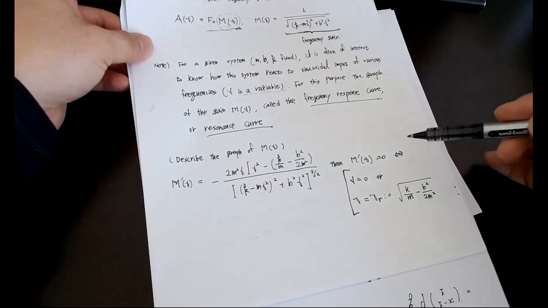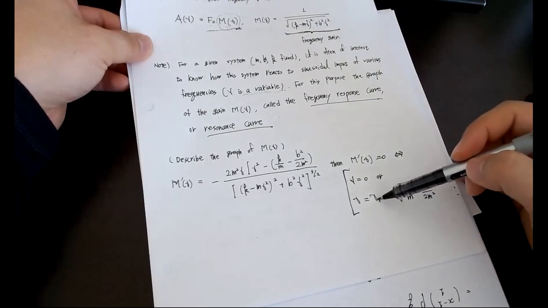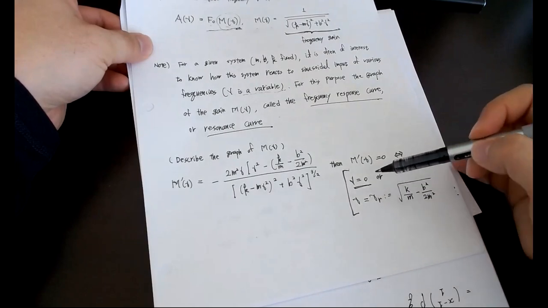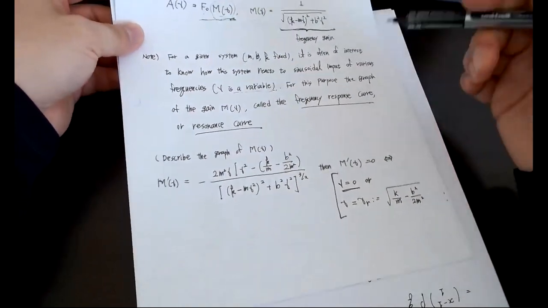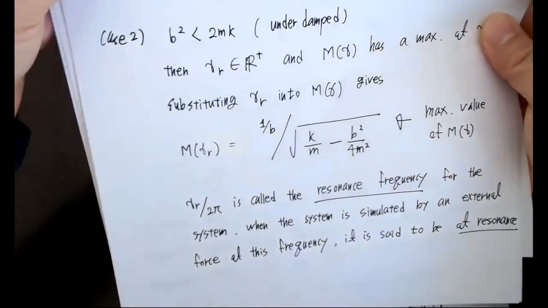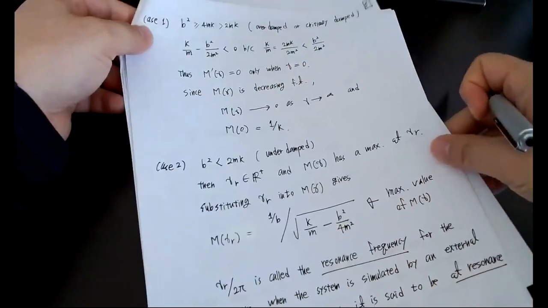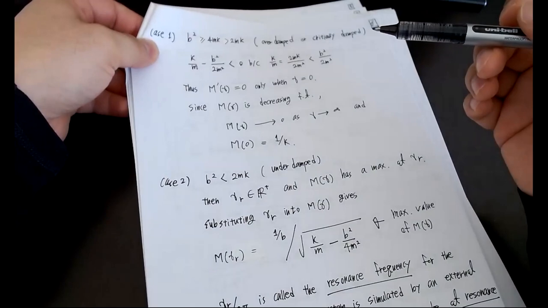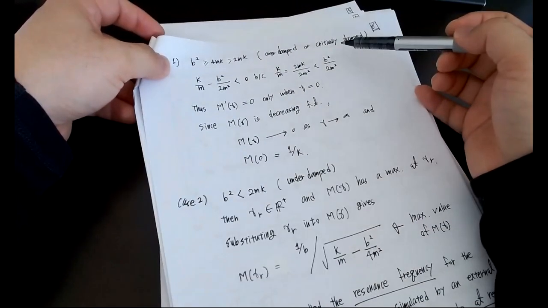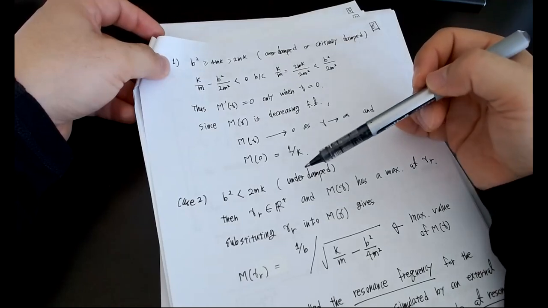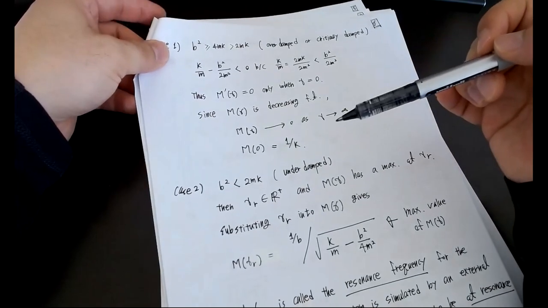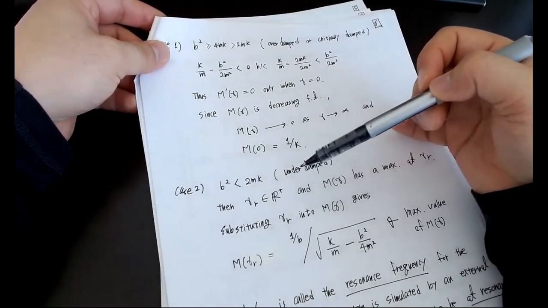Okay, let's denote this one as gamma sub r. But gamma equals r is a kind of trivial solution, right? Anyway, we got two critical values, so keep this in mind. Now we can think about two cases: case 1, overdamped or critically damped, or case 2, underdamped. Definitely we are interested in the underdamped case.